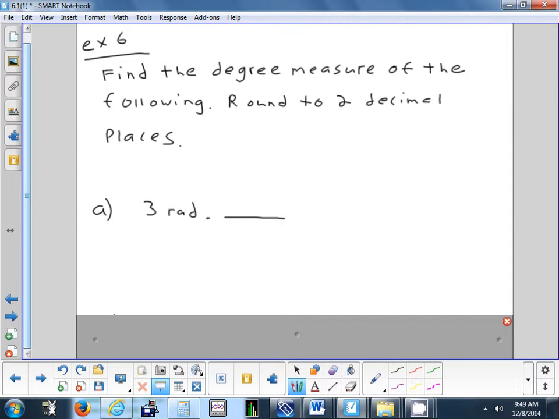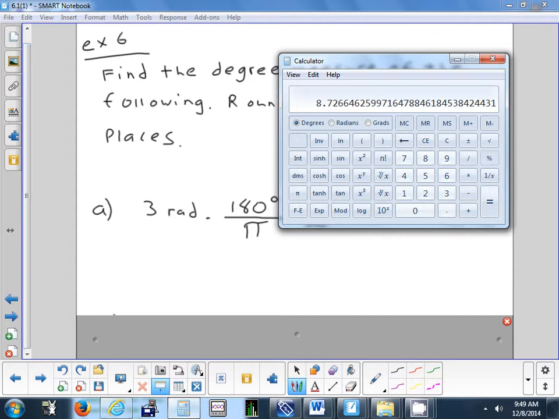Okay, so to convert, what goes in the top? Degrees? Yep, and what number? 180. Yep, the 180. And in the bottom? Radians or pi? Yep, pi radians. So radians cancels out. This time there's no pi to cancel out. So just go straight across. 3 times 180, divide by pi. Okay, so that's 171.89.